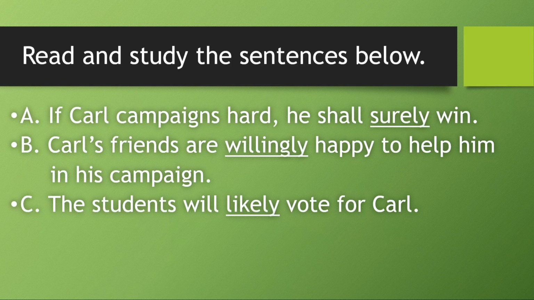Let us consider the following sentences. Read and study. A. If Carl campaigns hard, he shall surely win. B. Carl's friends are willingly happy to help him in his campaign. C. The students will likely vote for Carl. What do you call the underlined words in each sentence? Is there something unique with these words? How are these words related to modal verbs and modal nouns?